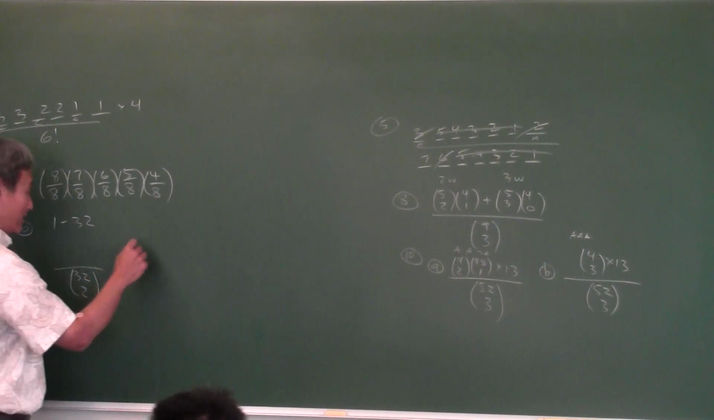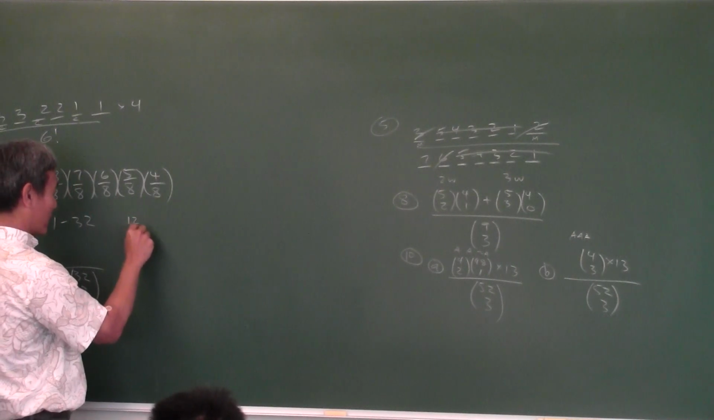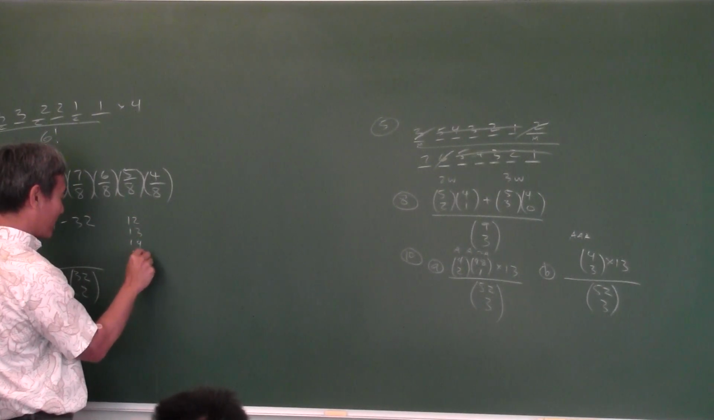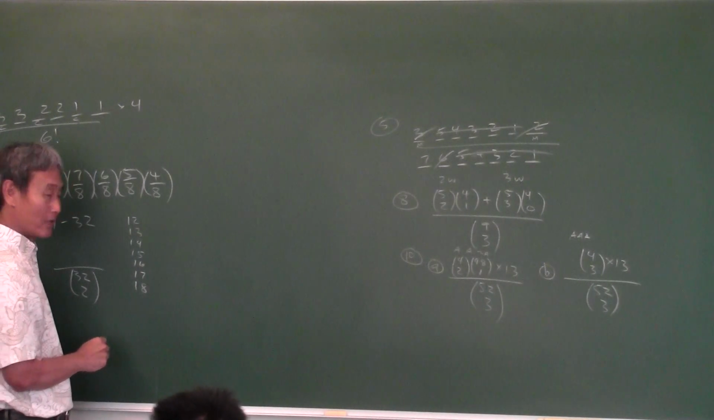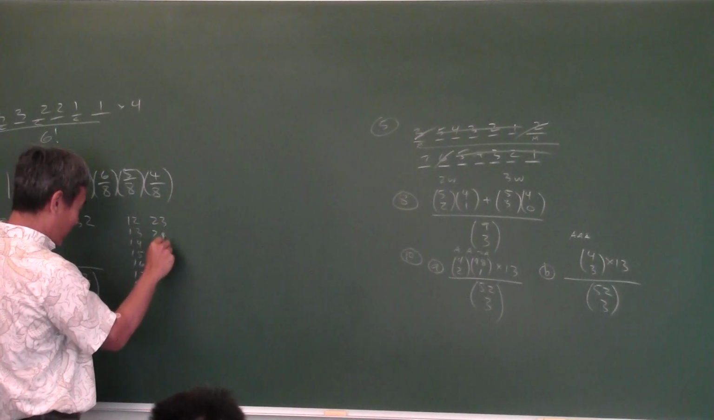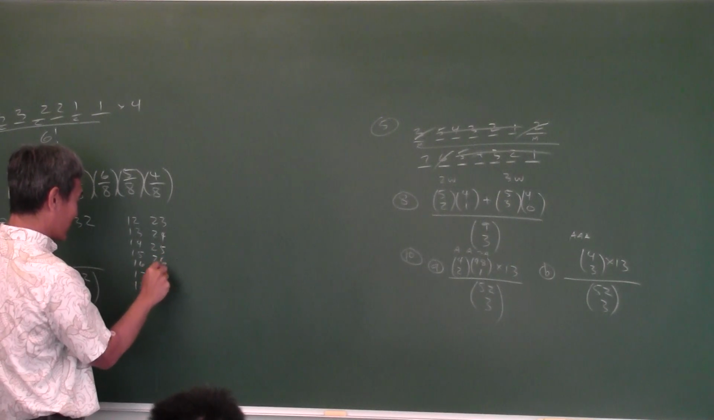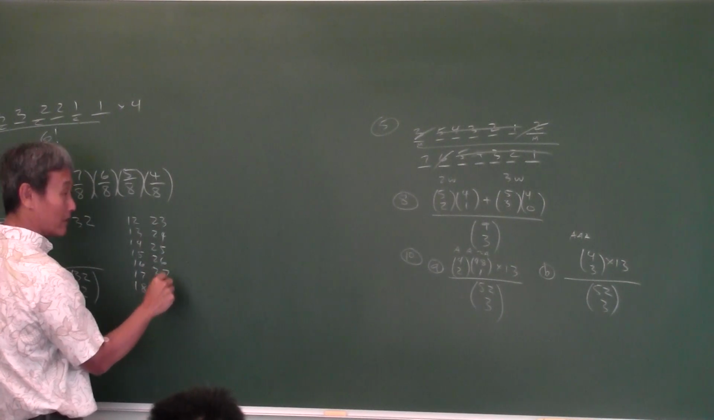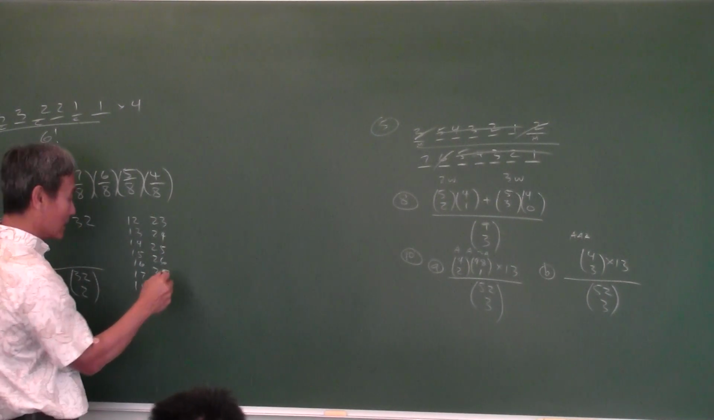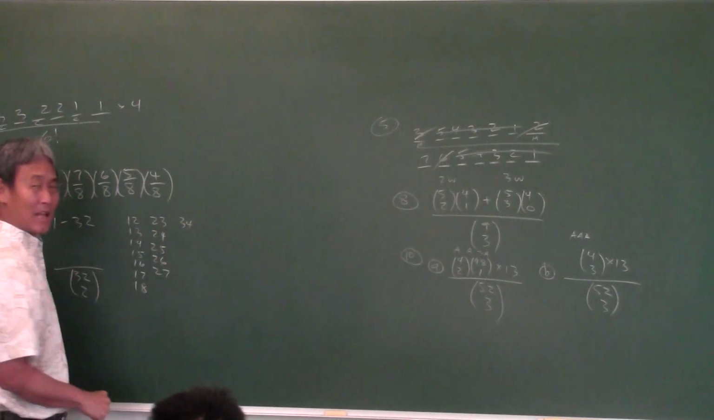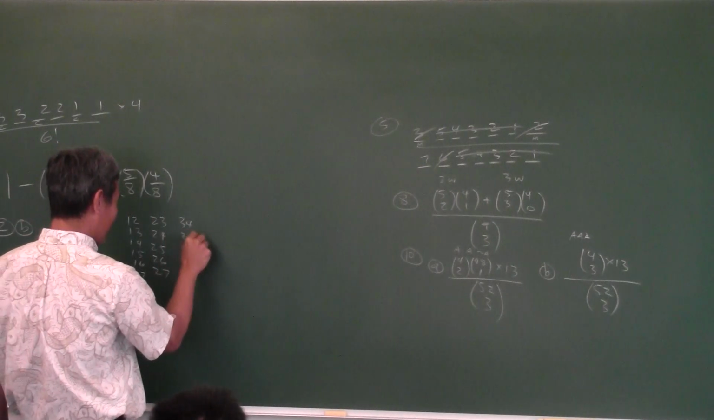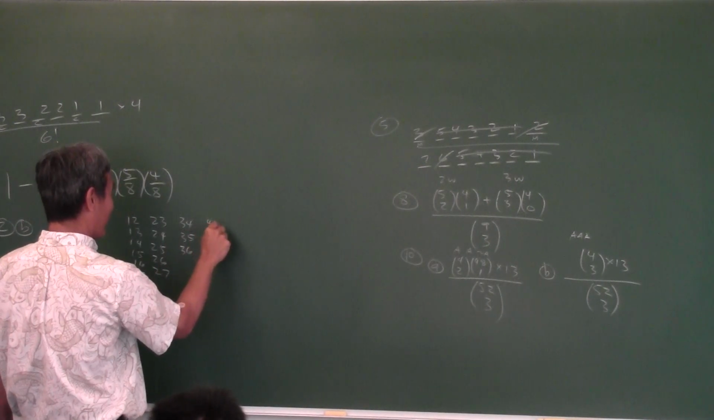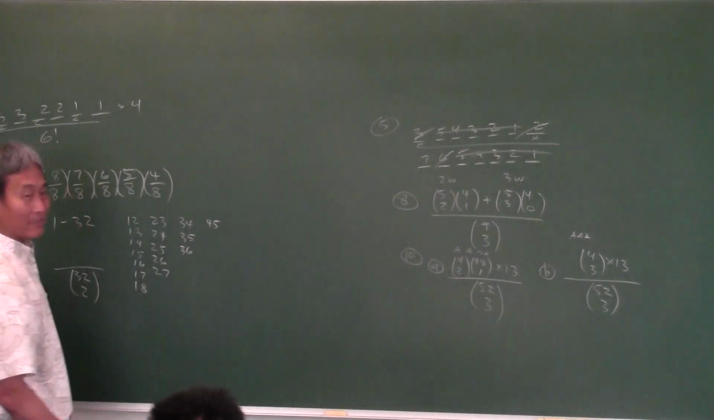So, 1 and a 2, 1 and a 3, 1 and a 4, 1 and a 5, 1 and a 6, 1 and a 7, 1 and an 8. 2 and a 3, 2 and a 4, 2 and a 5, 2 and a 6, 2 and a 7, 2 and 8. Less than 10. 3 and a 4. How come not 3 and a 3? Because you can't have two. Okay, duh. 3 and a 5, 3 and a 6, 4 and a 5, and I'm done.